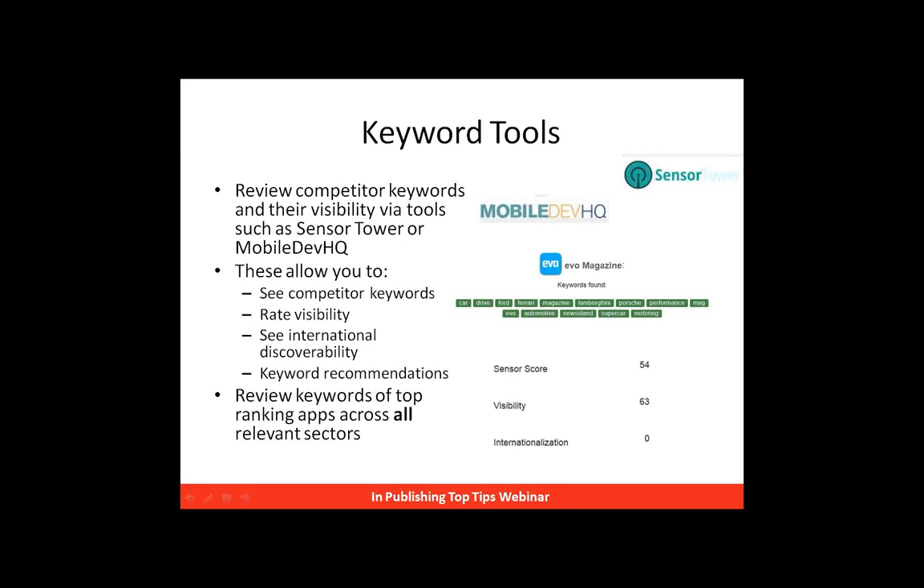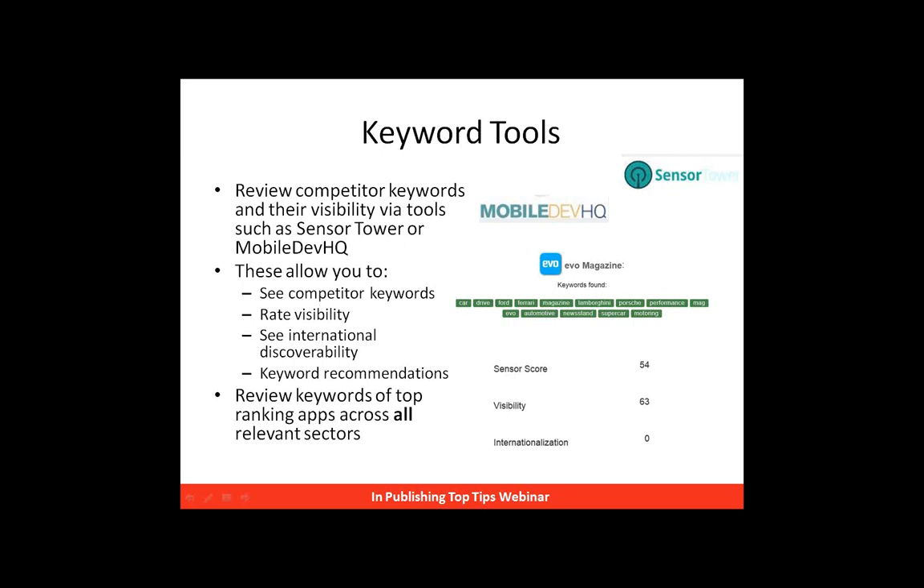This had been hidden to us until relatively recently. Now you can actually start to see what keywords your competitors are using, and over on the right hand bottom of the slide you can see with Sensor Tower they give you a visibility score for your keywords against your key competitors. This is really interesting stuff, so it allows you to start to play around with the keywords that you're using and start to pit yourself against your key competitors to find the right keywords for you.